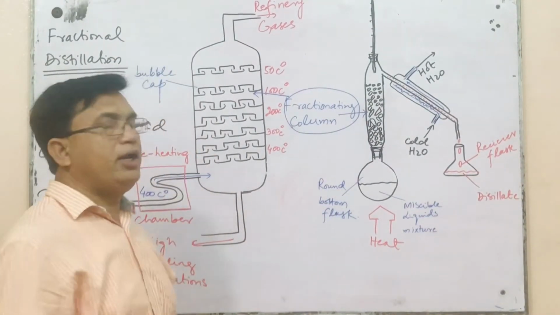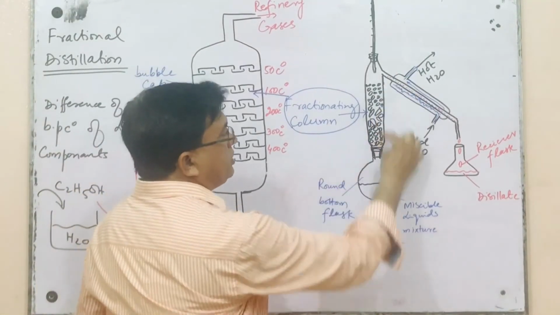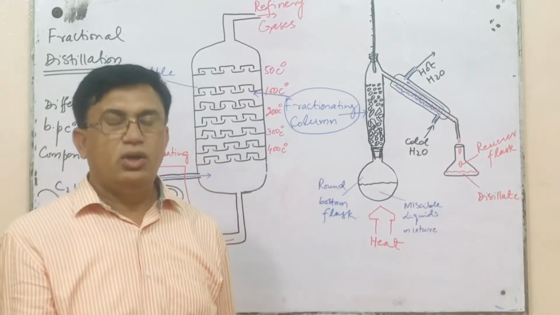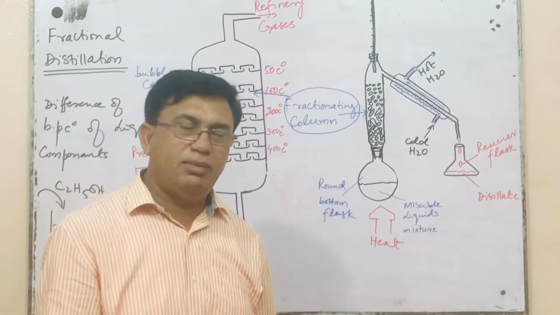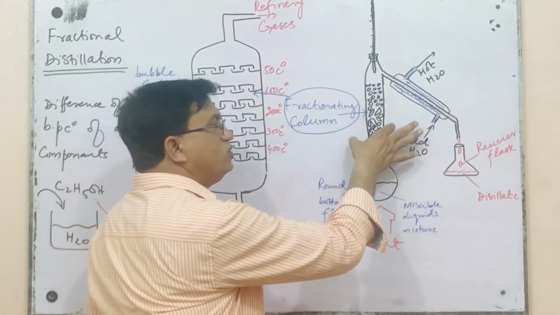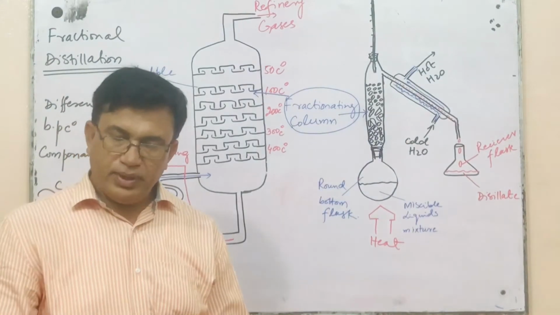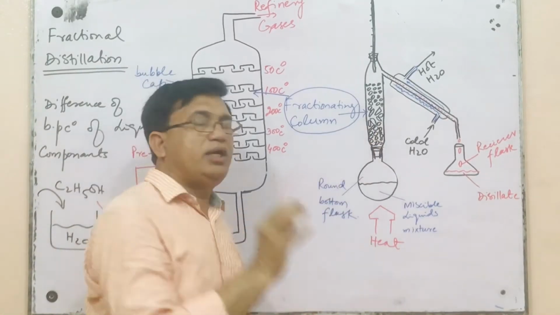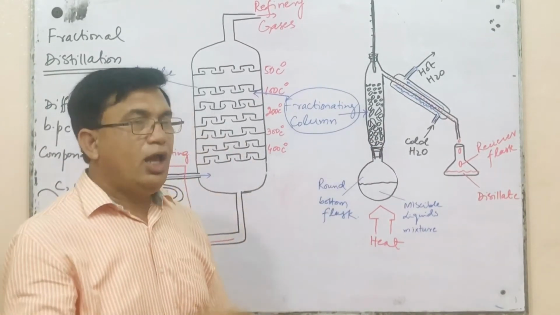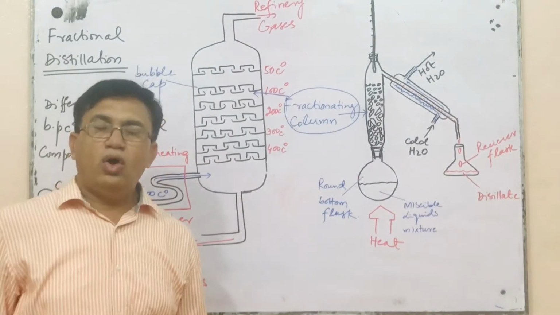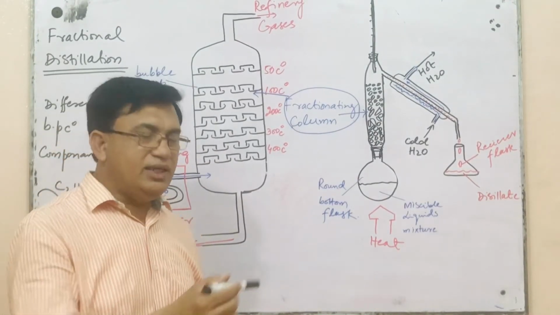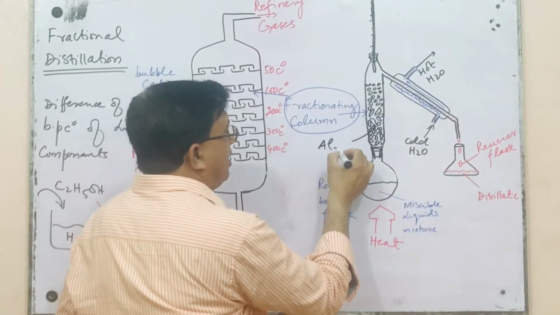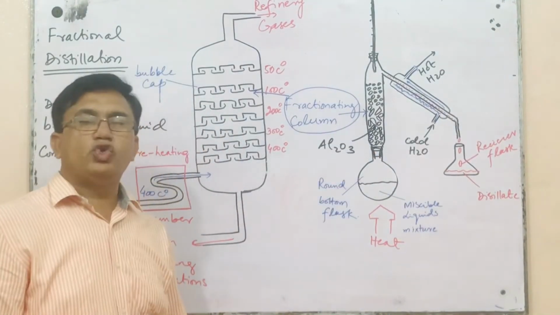In the normal fractionating column, as I have mentioned here, small beads, small pieces of glass, or small broken pieces of ceramic material can also be used in this fractionating column. Likewise, for more accuracy, this fractionating column is filled with alumina. Alumina is a non-reactive material, small beads. Alumina means the beads made of Al2O3. These can also be used.